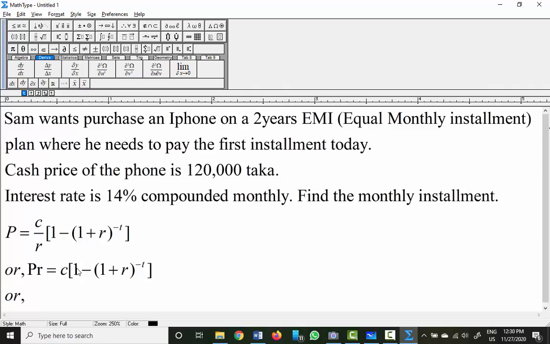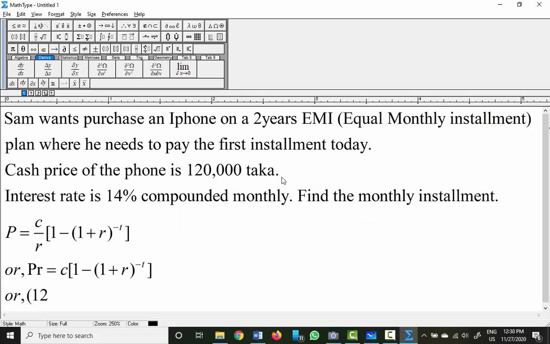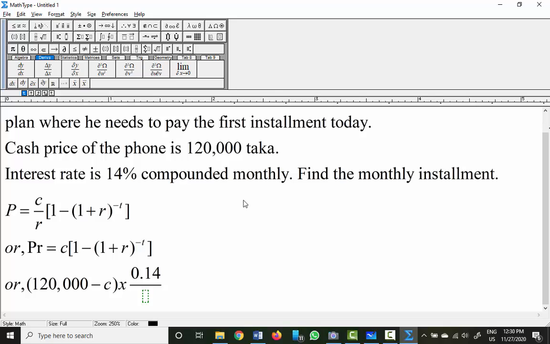Right, so P, the present value of the loan, is 120,000 minus C, multiplied by R. The interest rate is 14% annual, but it will be compounded on a monthly basis, so R is 0.14 divided by 12, equal to C times (1 minus (1 plus R) to the power minus T). R is this one.